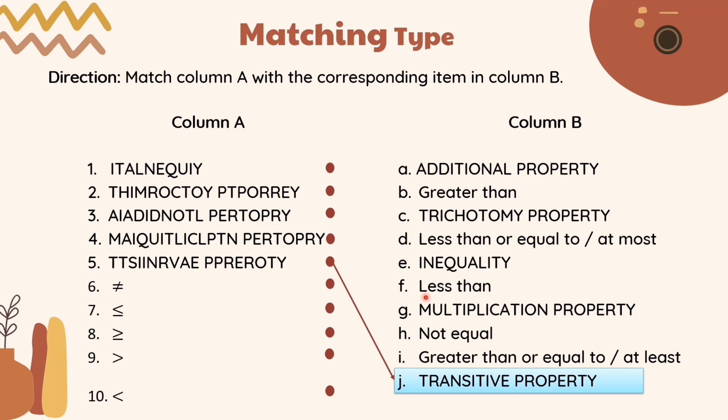And number 6 to 10, these are symbols. For number 6, we have not equal. This symbol is not equal. Number 7 is less than or equal to, or at most. Number 8 is greater than or equal to, or at least. Number 9, it is greater than. Number 10, it is less than.